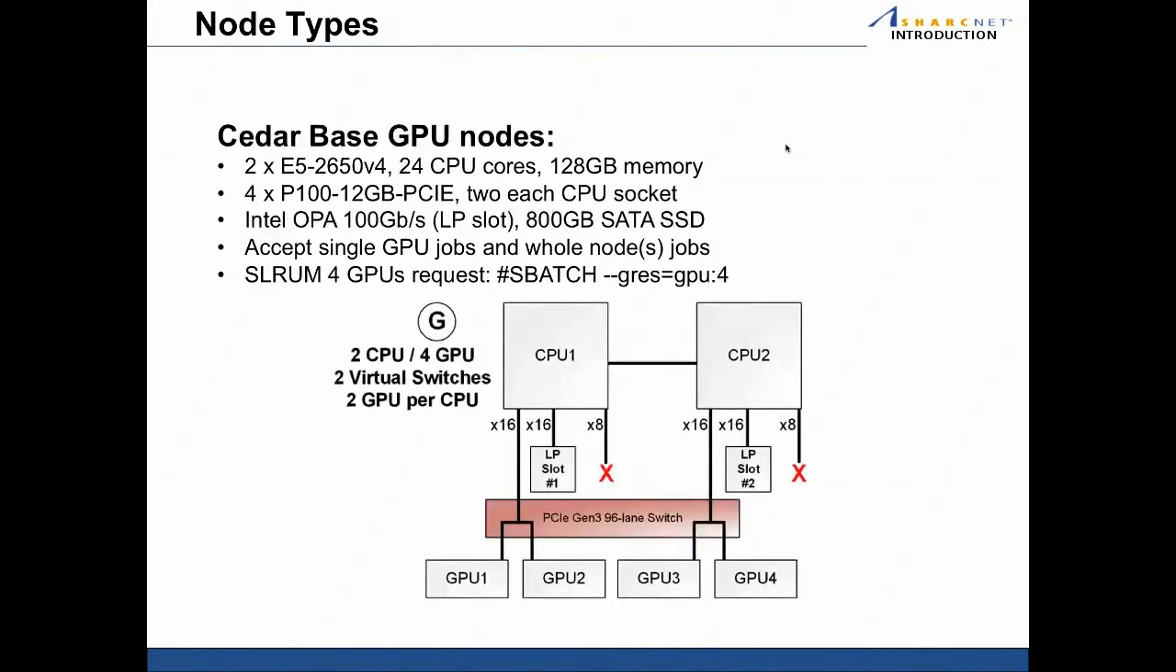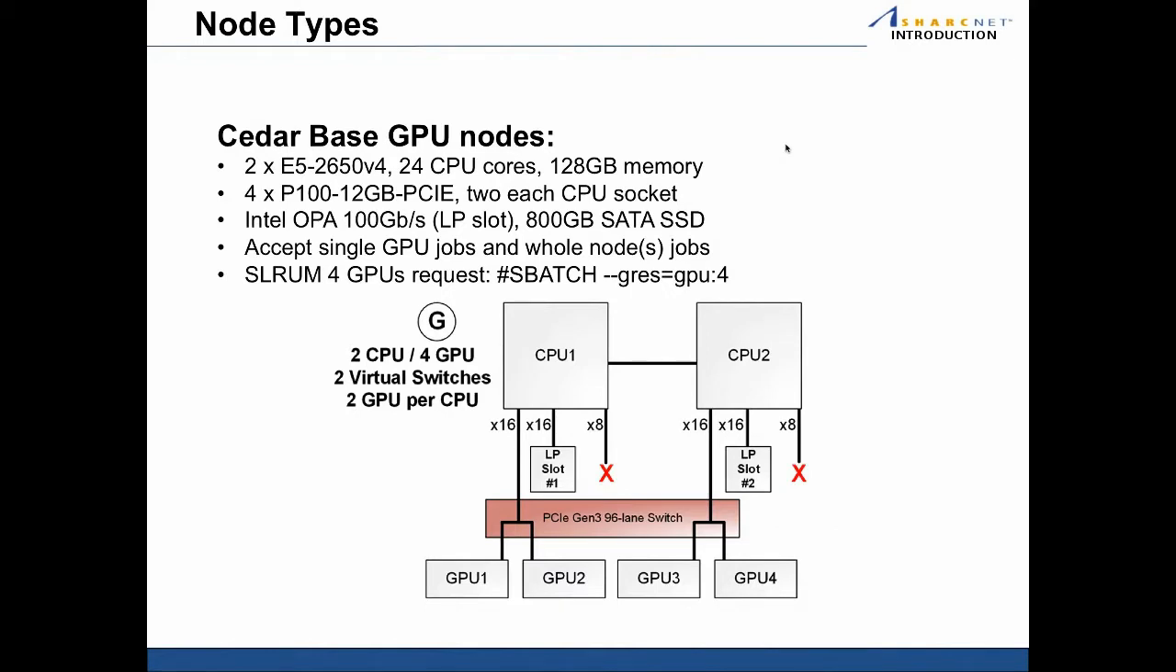Okay, so let's move to Cedar. Cedar has 2 different GPU nodes. The first one is the base GPU node. It's still a dual socket, 24 cores in total, but compared to Graham, Cedar has 4 GPUs each node. So you can see this graph showing that you have 2 GPUs attached to every socket. Basically GPU1 and GPU2 have a connection to CPU1, and GPU3 and GPU4 have a connection to CPU2. Well, they share the same uplink, 16 lanes PCIe to the CPU socket.